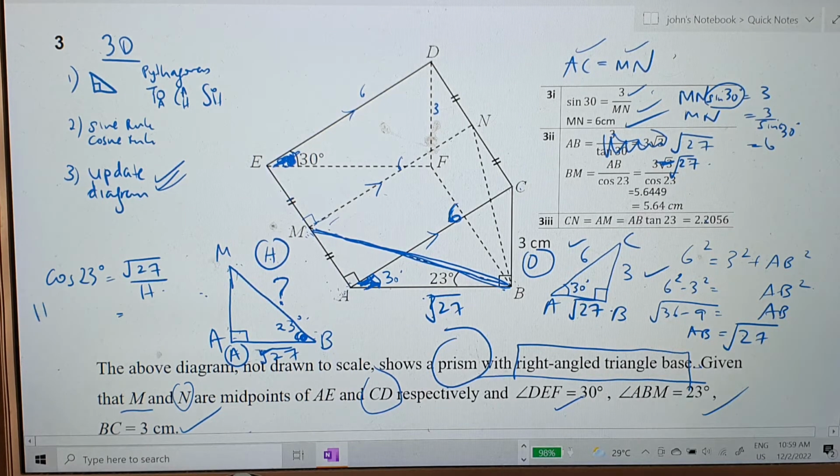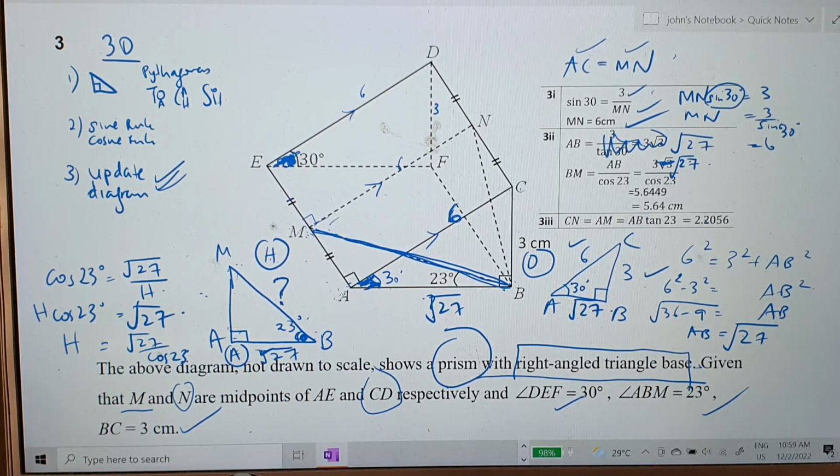Then you so-called cross multiply. Then you will get the answer already, H equals to... Okay, let me double check. Where's my calculator? You press calculator, square root 27, then over cos 23. 5.64 something. Wait, I write here. This one you ignore.